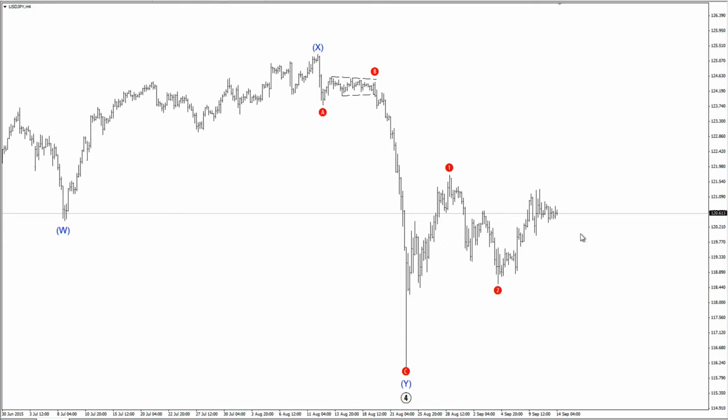Perhaps it is also wise to look for a better entry point on the lower time frame charts. Maybe the 30-minute or 15-minute charts would give a clear indication of the next impulsive wave higher. So make your own judgment as to where the perfect entry is in this pair.